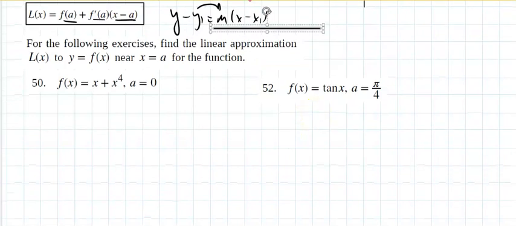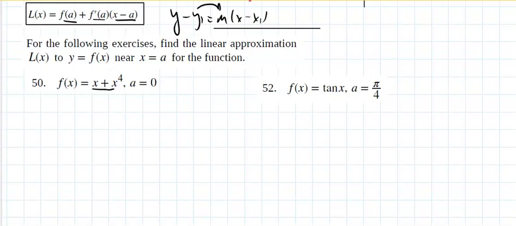Here we have x plus x to the fourth. Remember the catch. If you want to use this, you have to stay around the a. So here we have to stay around 0. You know, if I want to approximate 0.2, 0.1, 0.3, that's not a problem. Around 45 degrees, 46 degrees, 48 degrees. If you want to use this linear approximation around 60 degrees, you have to redo this. So make sure that you find the equation of the line near a.